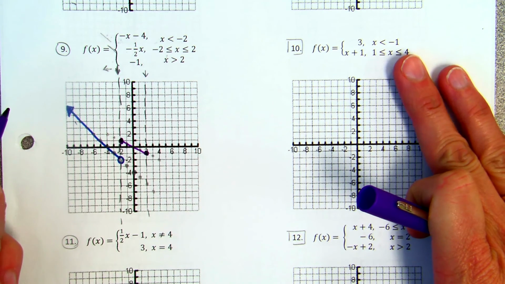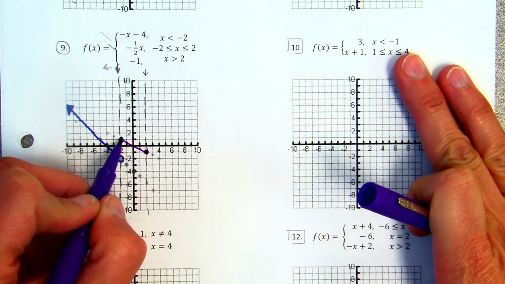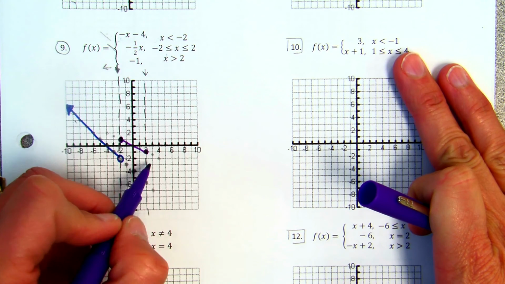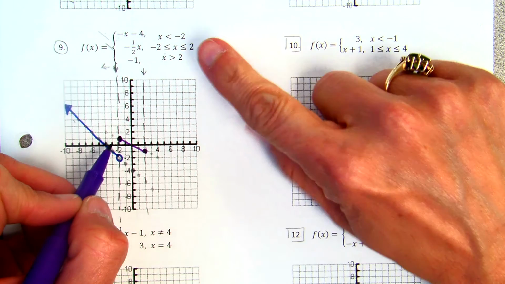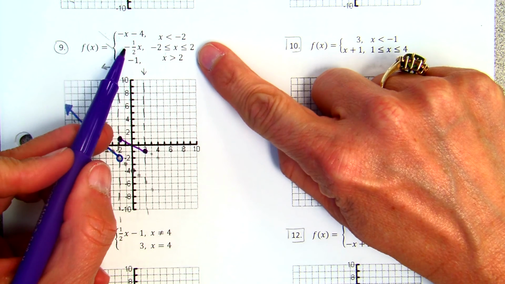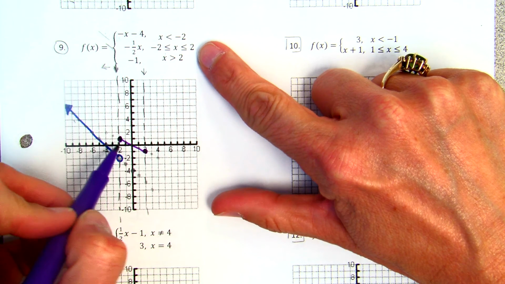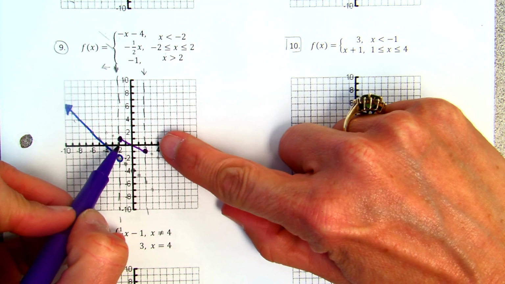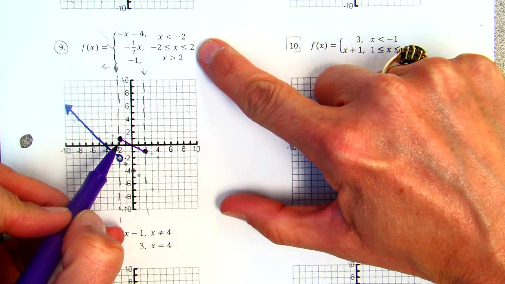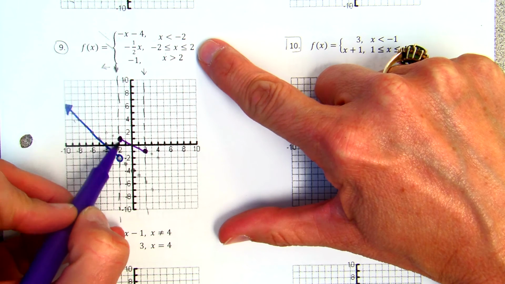connect my points. Do I need arrows on either one of these? I do not need arrows because this says that I only want that graph to be between -2 and +2. So no arrows. This is telling me that my x values have to be between -2 and 2.